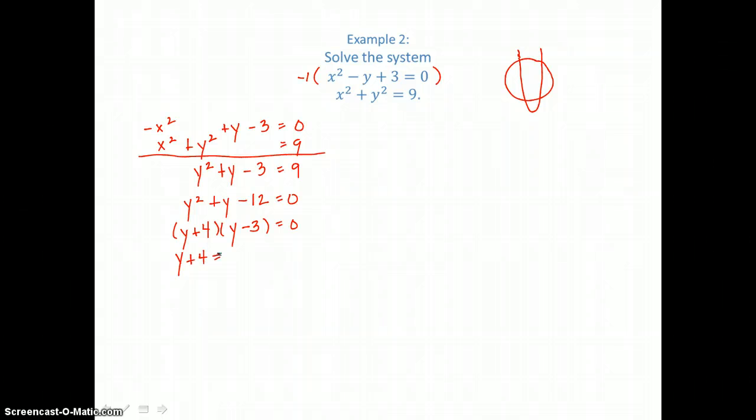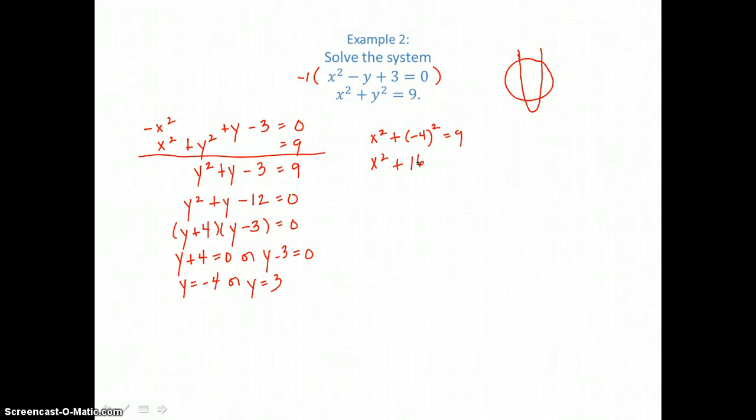We'll use the zero product property. Set those factors equal to 0 and solve for y. So y could equal negative 4 or y could equal positive 3. So we'll look for our corresponding x values now. So let's use the second equation, and in for y we'll first put negative 4. So x squared plus negative 4 squared, which is 16, is equal to 9.